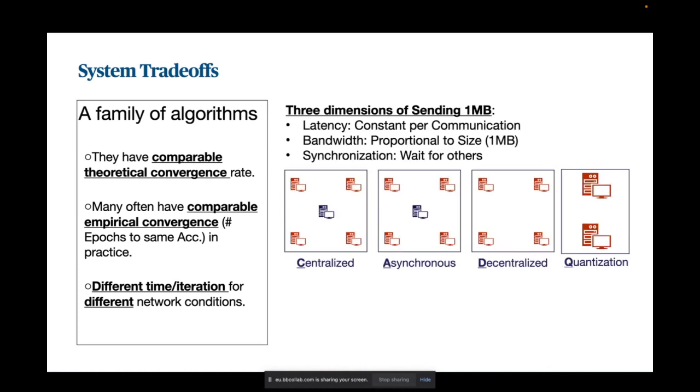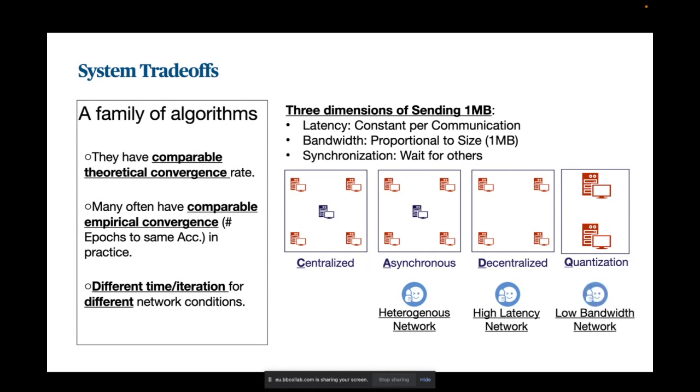If you think about network conditions, you can organize them into three different dimensions: latency, bandwidth, and whether there are stragglers. For each of these, different algorithms fit. For example, asynchronous algorithms work really well when you have a heterogeneous network, where machines or the network are not equally fast. Decentralized algorithms are very good for high-latency networks, because you only talk to your neighbors and do not need global information propagation between all the machines. Quantization works really well for low-bandwidth networks. From the system trade-off side, it's pretty clear.